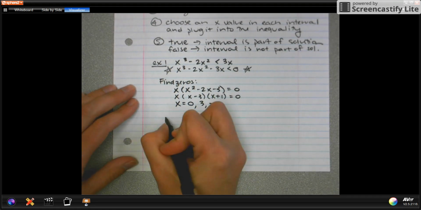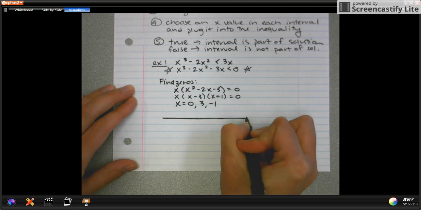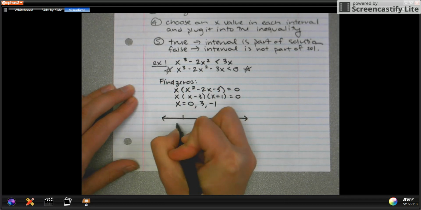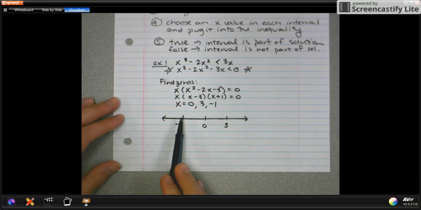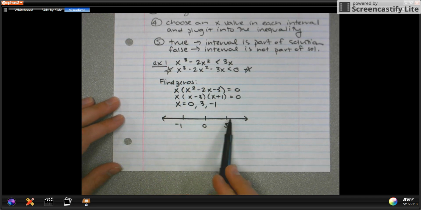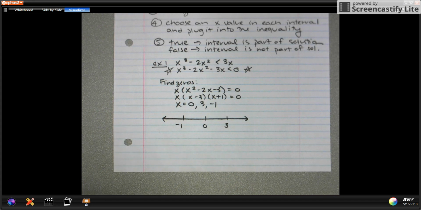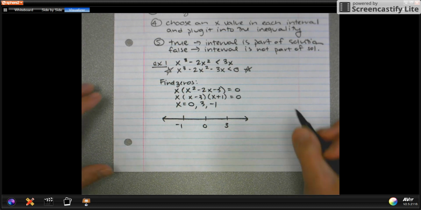So these are the numbers that I'm going to mark on my number line. I'm going to put them in numerical order: negative 1, and then 0, and then 3. And you can see that now I've broken my number line into 4 different intervals. So that means I'm going to choose 4 different numbers to test in my inequality and see if it comes out with true or false statements.